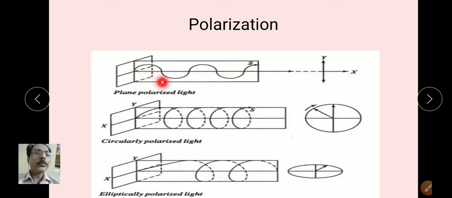So this is only one plane. Such a plane type of wave is allowed to enter into the polaroid and it will make the polarized wave. So such a wave is called a plane polarized light.